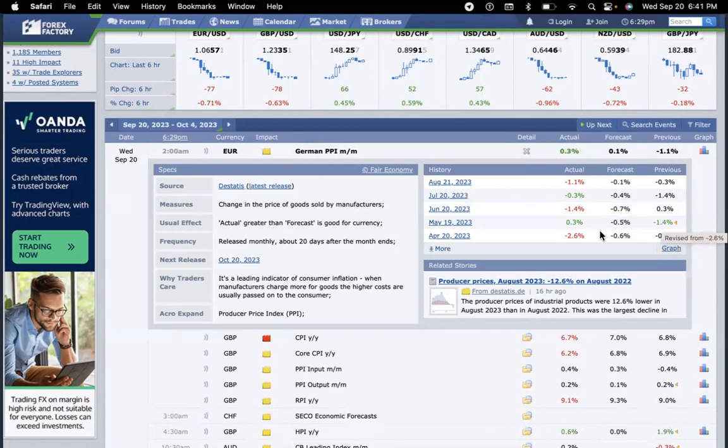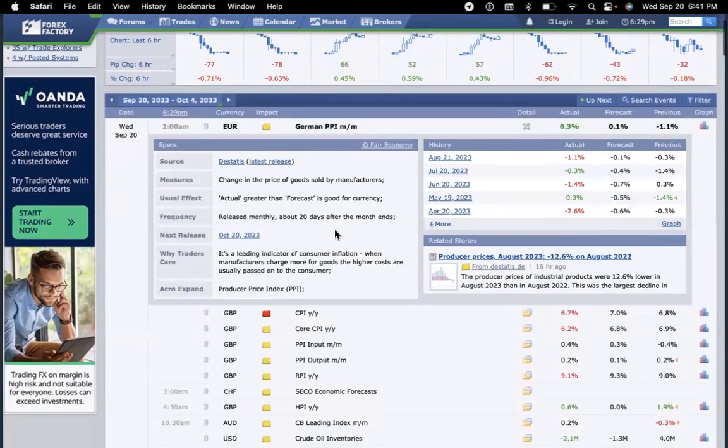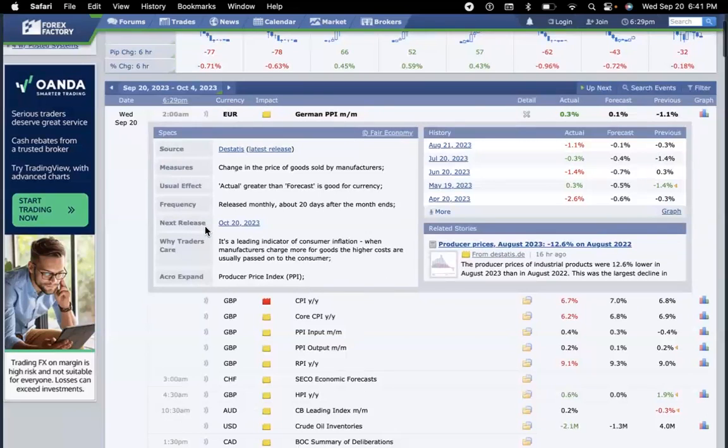The actual was 0.3. So this probably wasn't too good for this currency. So you can just come in here and get a little sneak peek and see what's going on. You can see the next time that this report is coming out.